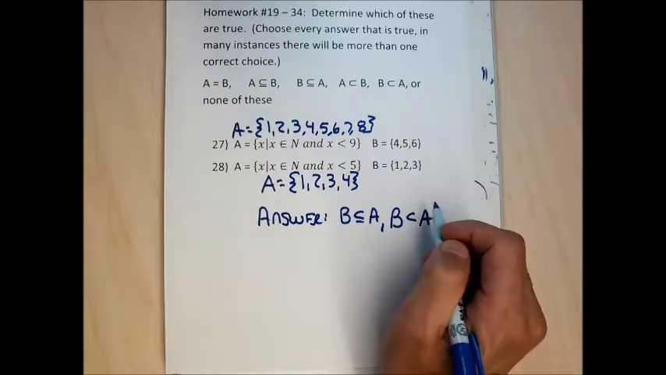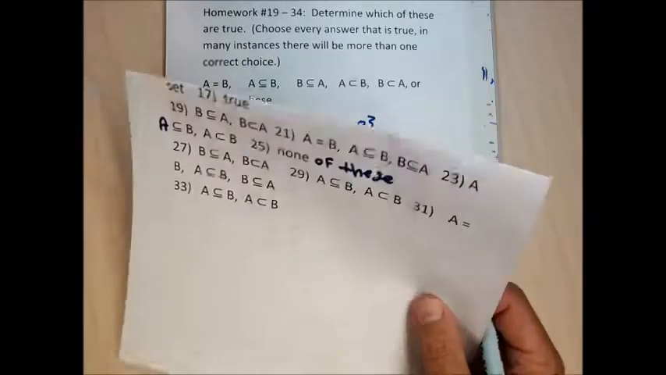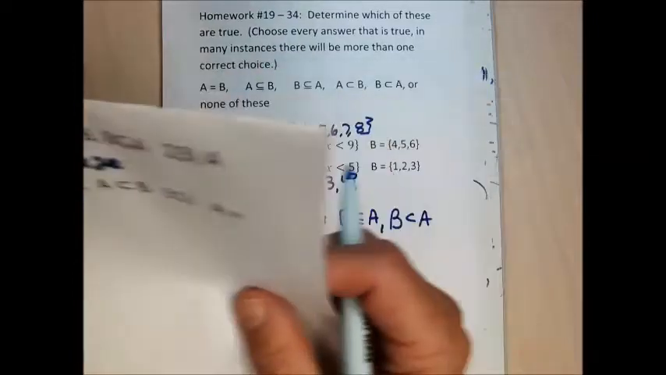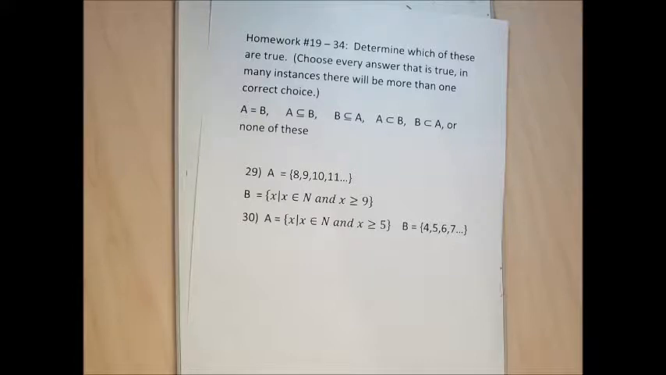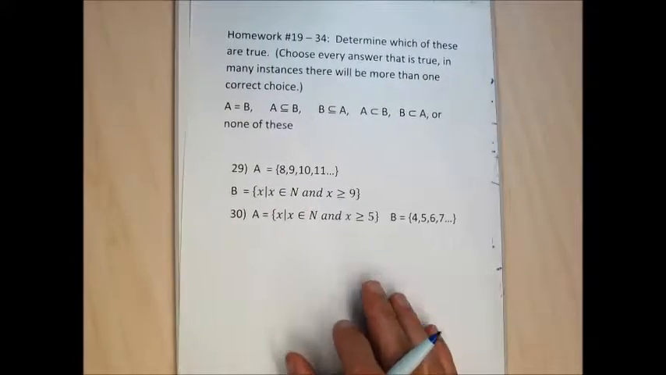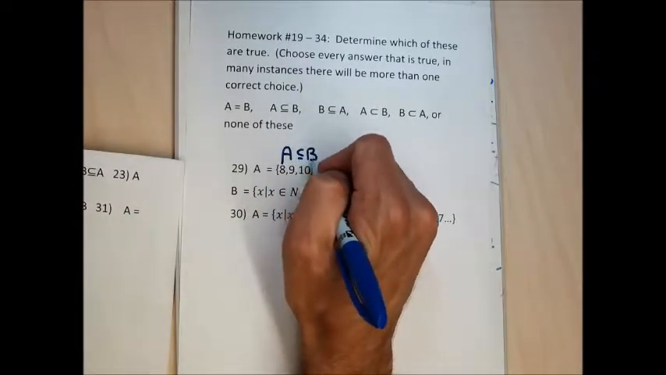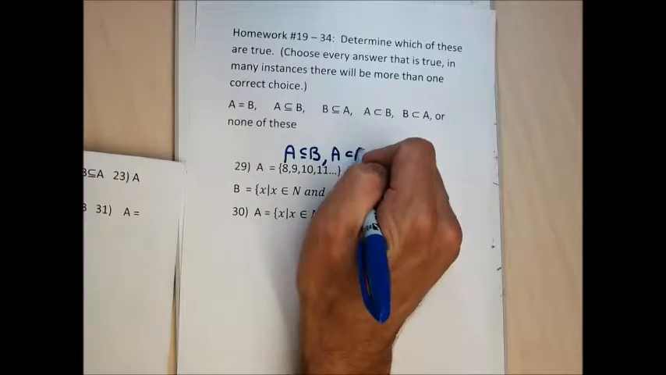Again, your answer for 27 is exactly the same as mine. B is a subset and B is a proper subset of A. 29 and 30 start getting very tedious. Just in case you just want to move on from 29, the answer for your 29 has the A's. It's A as a subset of B and A as a proper subset of B.